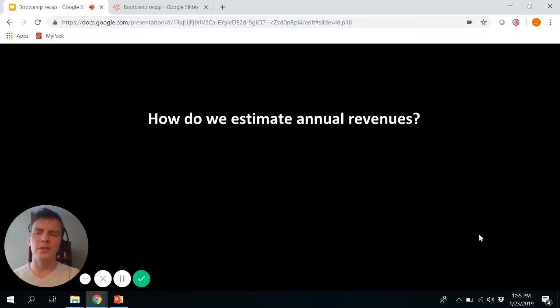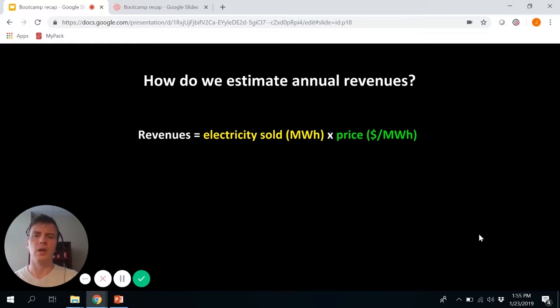So how do we estimate annual revenues? We're talking about a coal plant, right? So coal plants make money by doing what? By selling electricity. So that's partially what's going to be involved here. Revenues are a product of the amount of electricity that's sold, as well as the price of electricity that they're going to sell at.